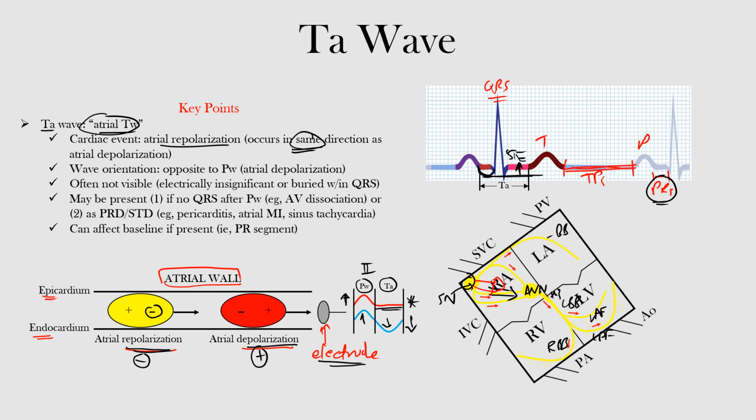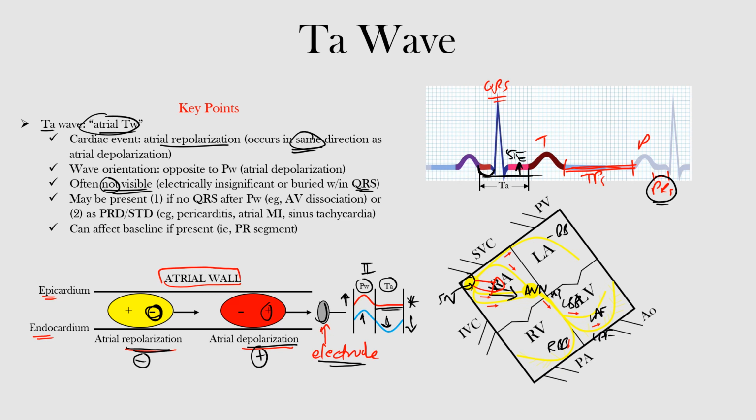We said that normally we have this positive depolarization wave heading to the electrode, so we see that upright positive P wave, and then we can have this repolarization wave that's a negative wave heading towards the electrode, and that's why if we see it, it'll be negative. But remember, oftentimes it is not visible, okay? Because either it's electrically insignificant or buried within that QRS complex that tends to dominate.